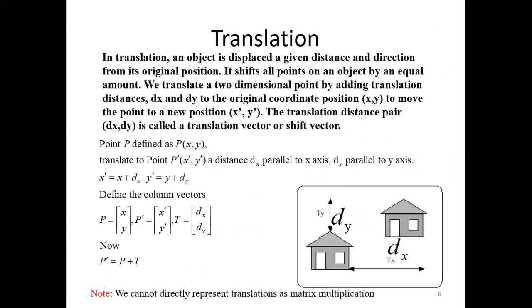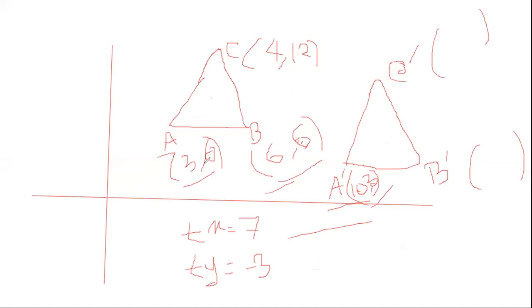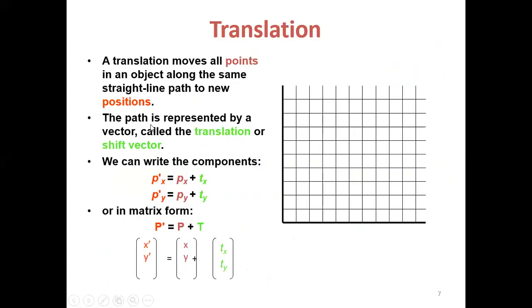Here, this is what they say: we translate a two-dimensional point by adding translation distances, dx and dy, to the original coordinates x, y. The point is affected by p, and the new point is p prime, x prime, y prime, and the amounts you added are, let's assume, dx and dy. So basically the new location x prime will be x plus dx, y prime will be y plus dy. Just the way we did here, the new location of this point A will be ax plus tx, and ay plus ty. So this was all we covered in the last class, and we have seen how vectors work.